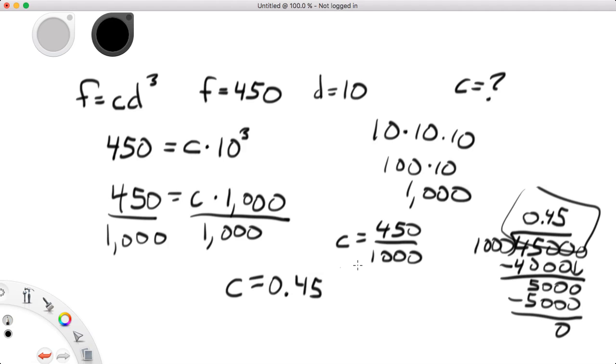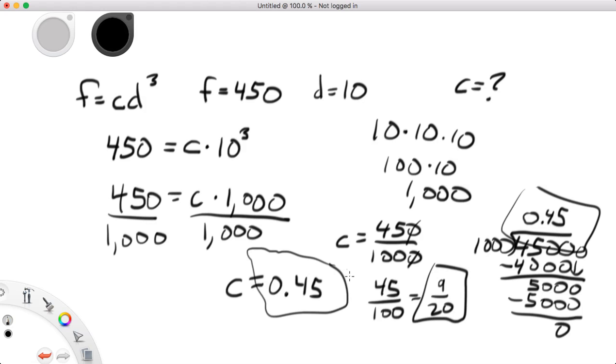450 divided by 1,000. Okay? 1,000 goes into 450 0 times. It can't go into 450. But what I'm going to do is add a 0 here, and put a point there. Now 1,000 goes into 4,500 4 times. 4 times 1,000 is 4,000. I'm going to subtract that, and I'm left with 500. And I uncover another 0, bring that down. 1,000 goes into 5,000 5 times. 5 times 1,000 is 5,000. I subtract, and I get 0. So I just converted this fraction to a decimal here. And my answer is that C is equal to 0.45.